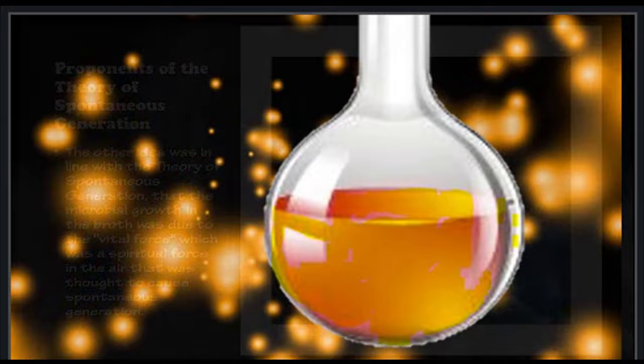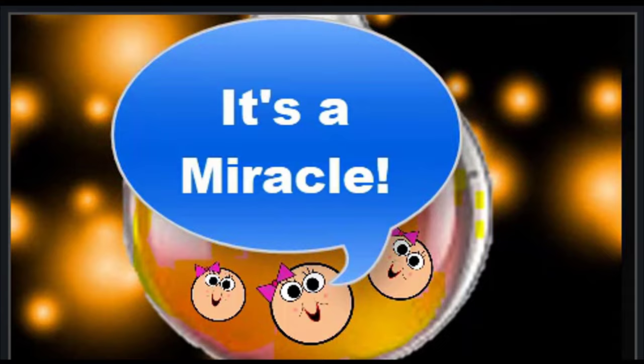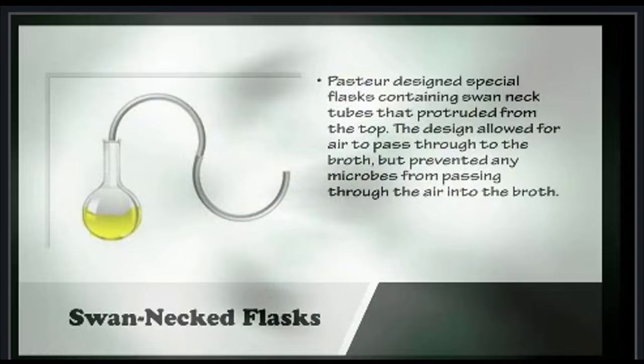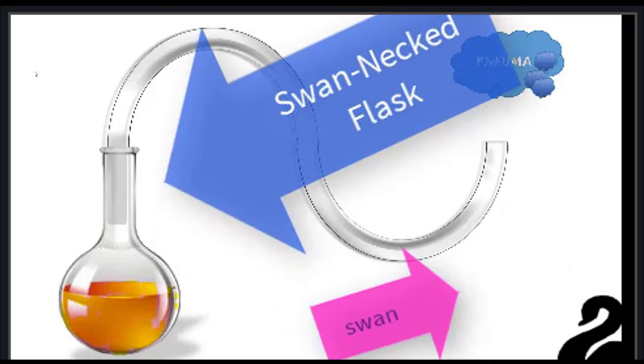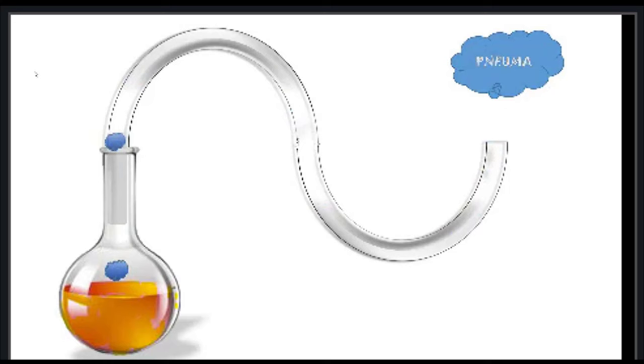In order to put these two different hypotheses to the test, Louis Pasteur created the swan-necked flask. The swan-necked flask was designed to allow air through, or the pneuma, or vital heat, through, but it would trap any microorganisms.